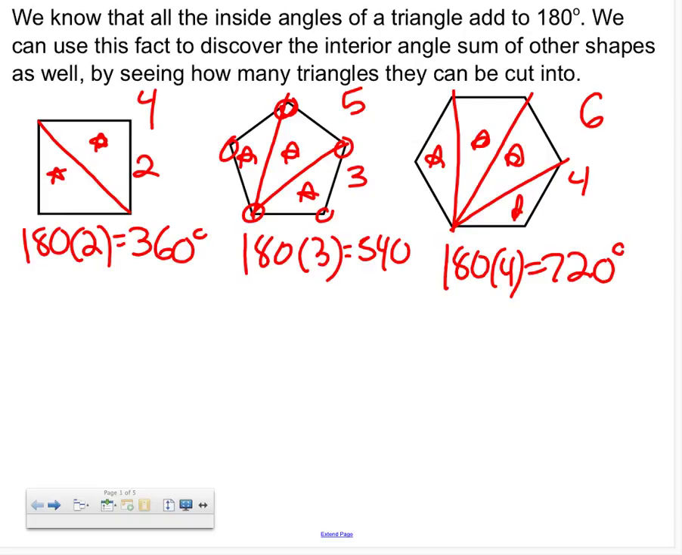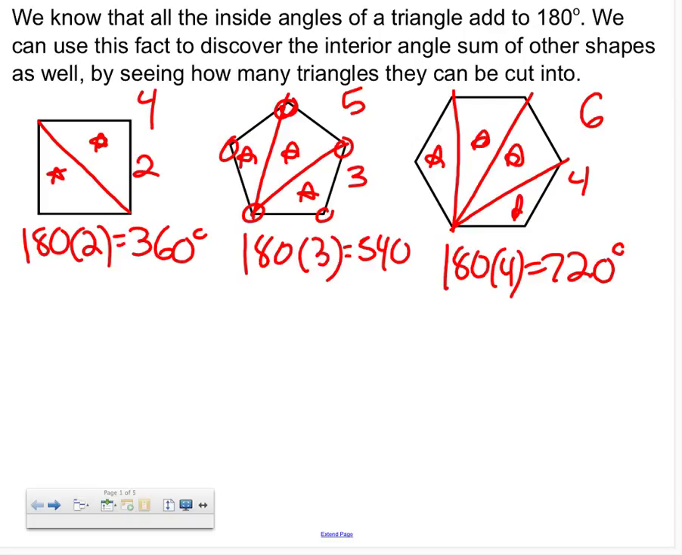So there's a pattern developing here. Every time we add one more side, starting from 4, we're going to get one more triangle. So again, 7 sides would be one more triangle than the last, it'd be 5 triangles. 8 sides would be one more than that, so it'd be 6 triangles, and on down the line. And because the triangles are always going to add to 180, we can use this to make a formula.